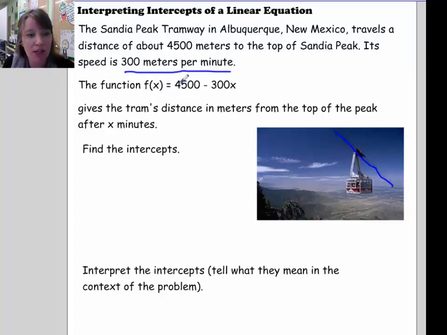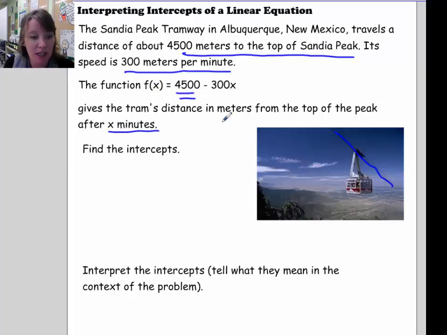The function f of x is equal to 4,500 minus 300x. So this looks like it's the top of the mountain here, right? Because every minute you're going to multiply the x by 300 and then subtract it from the vertical, the top of the Sandia Peak. So the tram's distance in meters from the top of the peak is f of x, and the x is the minutes.